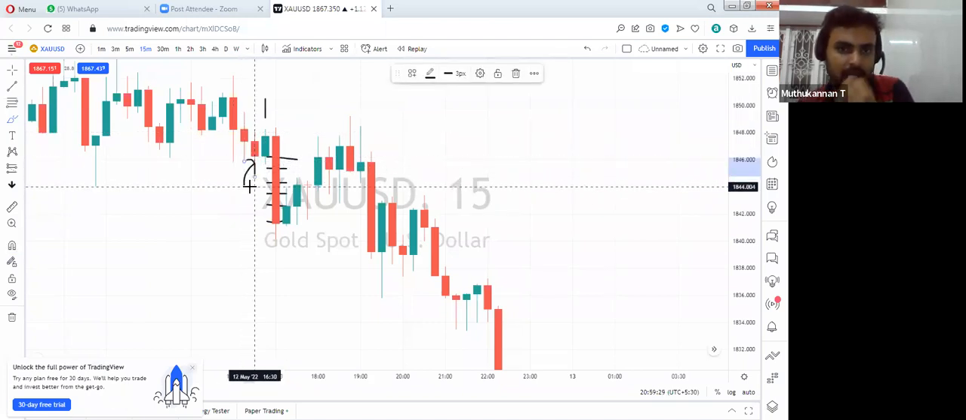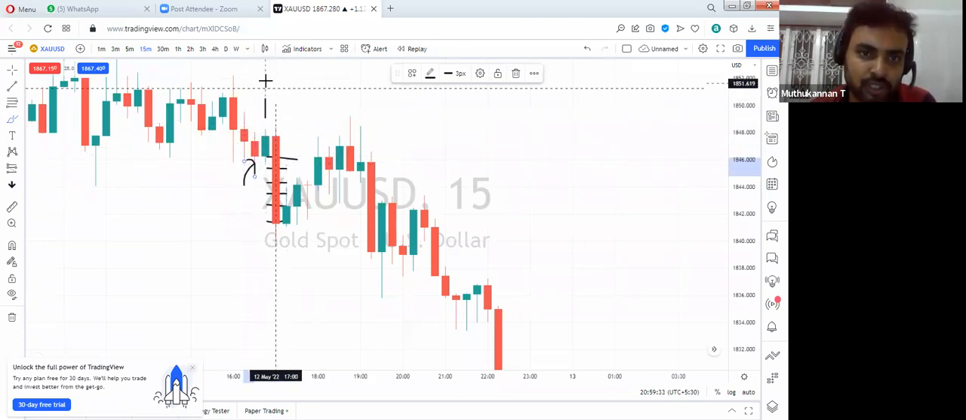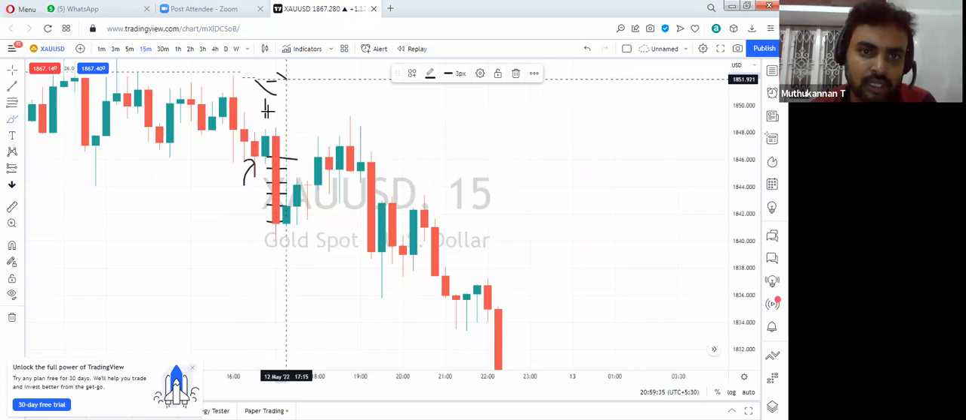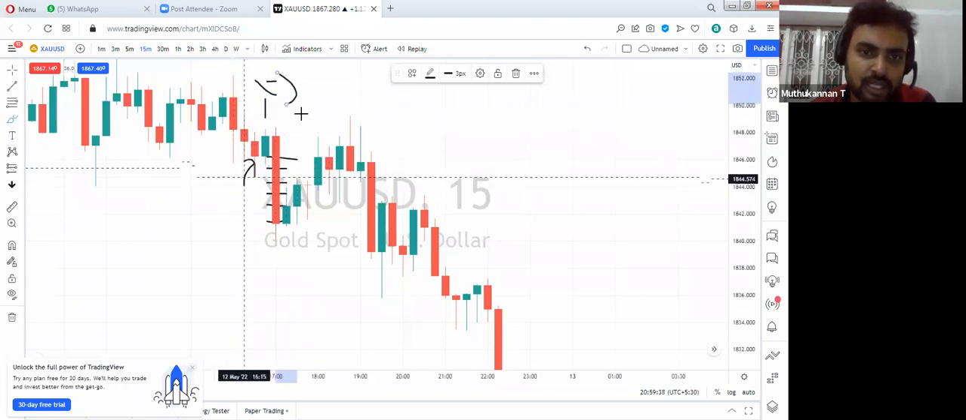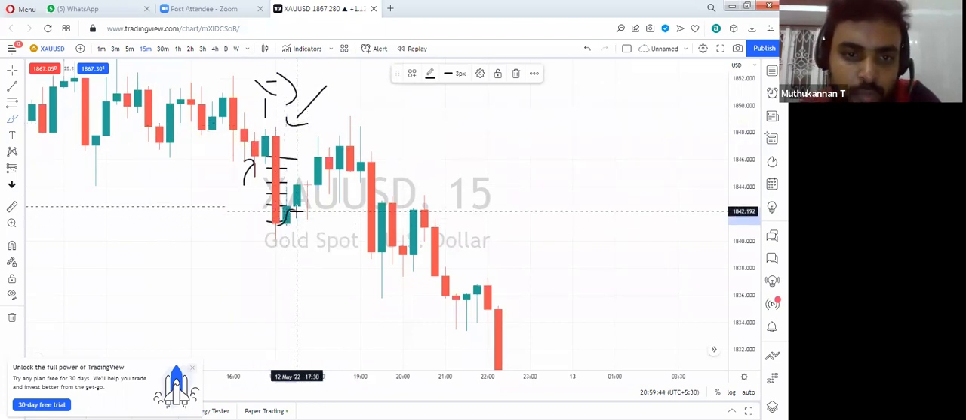So they want to clear the negative position. This is a negative position. This buy trade is a negative position. This sell trade is a positive position. Okay, so that's why they are bringing the price to the upside.